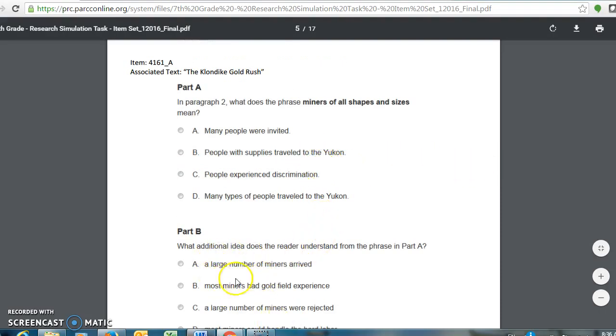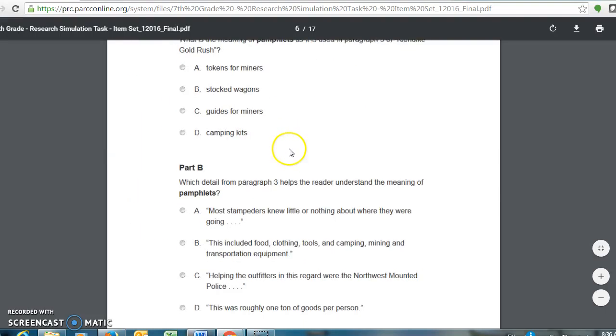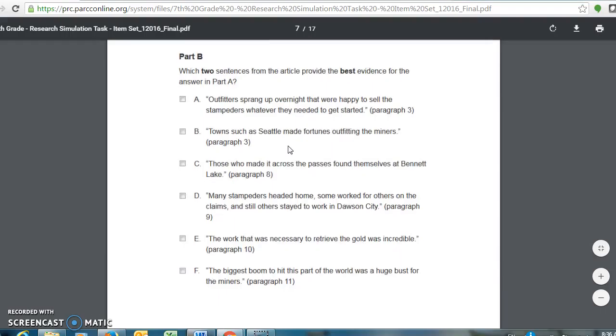So there's another idea there, and this supports your answer in Part A. So you get Part A correct, you get Part B correct, you get 2 points. You get Part A correct, you get Part B wrong, you get 1 point. You get Part A wrong, you get no points for the whole question. So that's how that works. So this is for all those Part A, Part B questions.